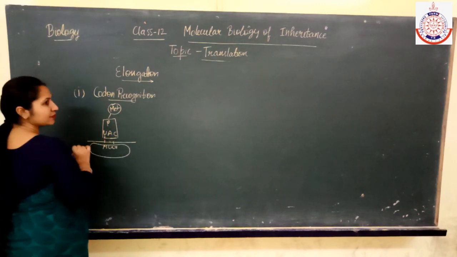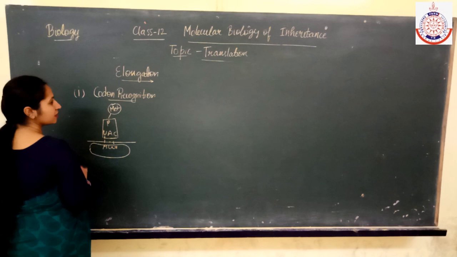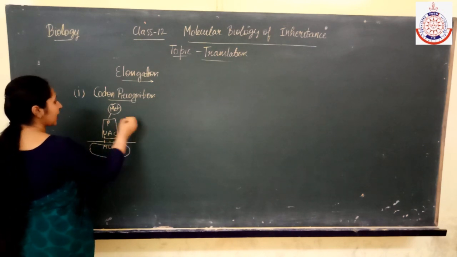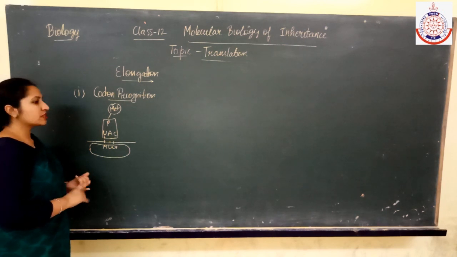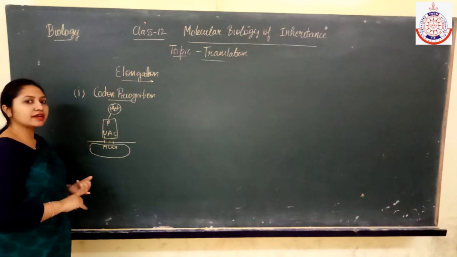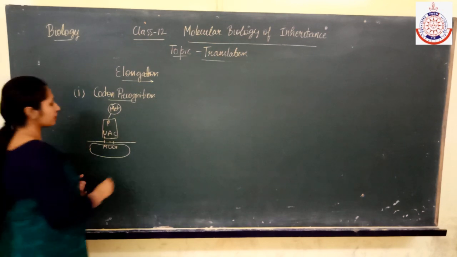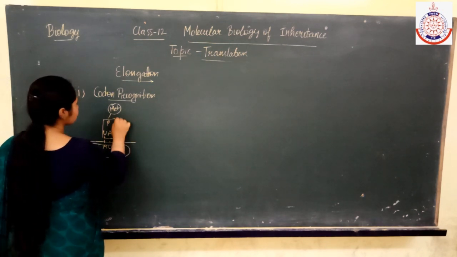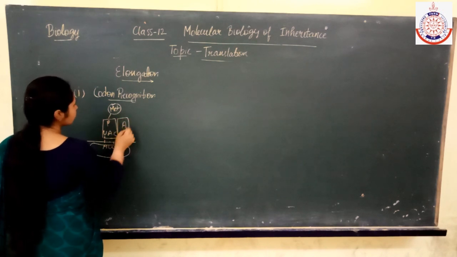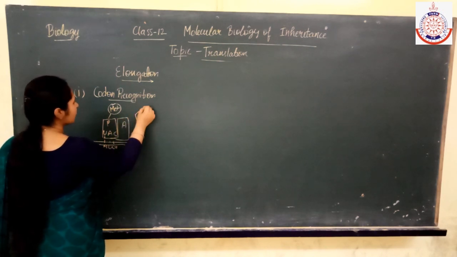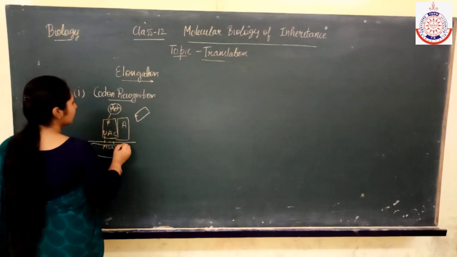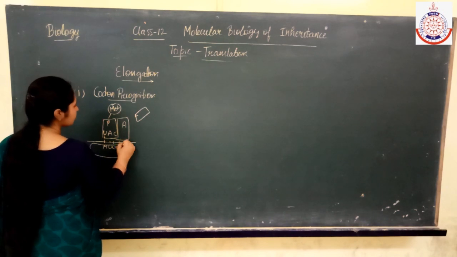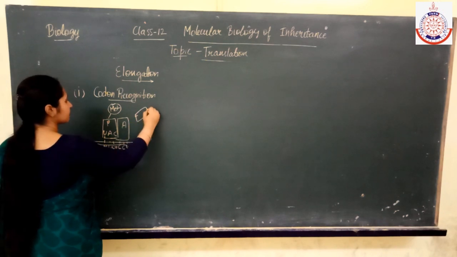Now this site is empty, and what is the site here? That is the A site. I told you that the A site is responsible for the charged tRNA, meaning the charged tRNA will enter the A site. In this A site, what will happen? The charged tRNA having the complementary codons, C, C and U, will come here.